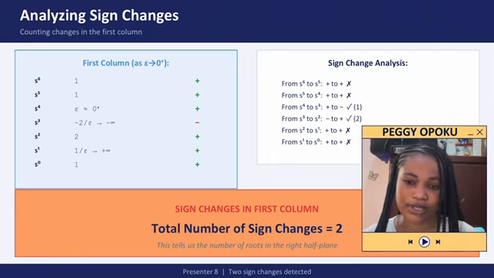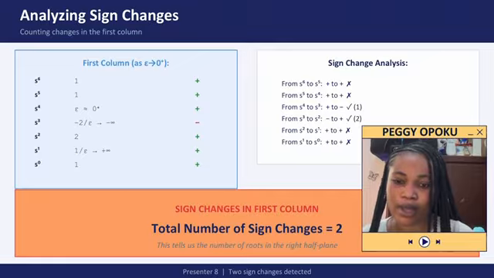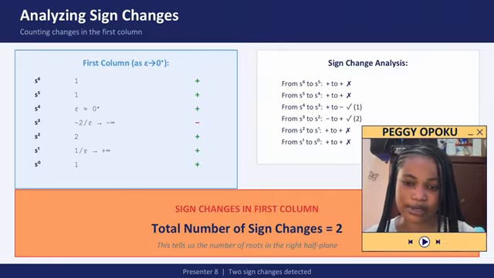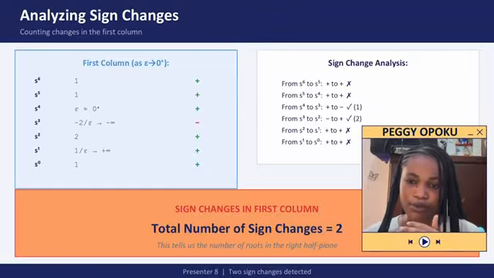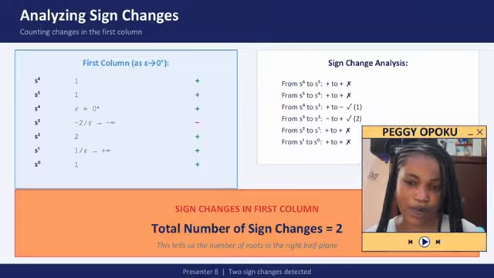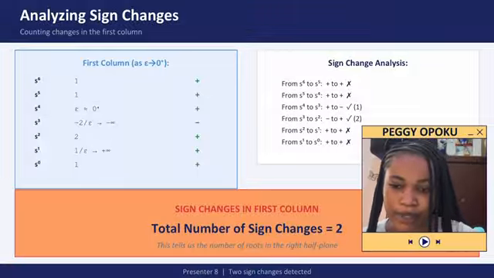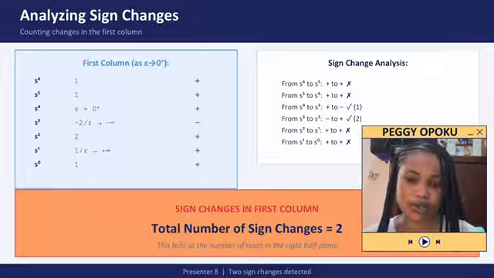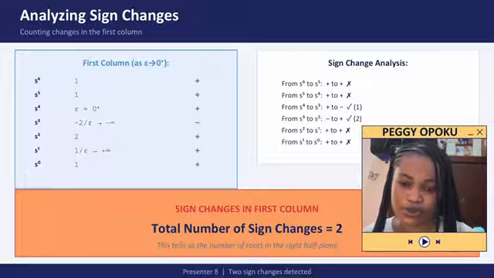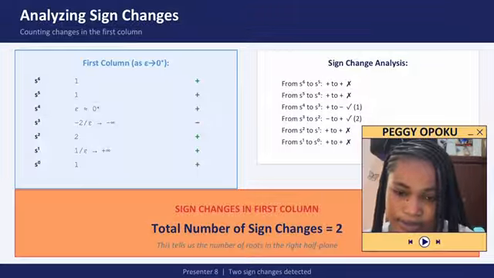S cubed, which is negative 2 over epsilon, as shown on my screen. As epsilon gets smaller, this becomes more and more negative. S squared, which is 2, is positive. S to the first, 1 over epsilon, as epsilon gets smaller, becomes more and more positive. So this is positive. S to the 0, which is 1, is also positive. So that's the sign analysis.